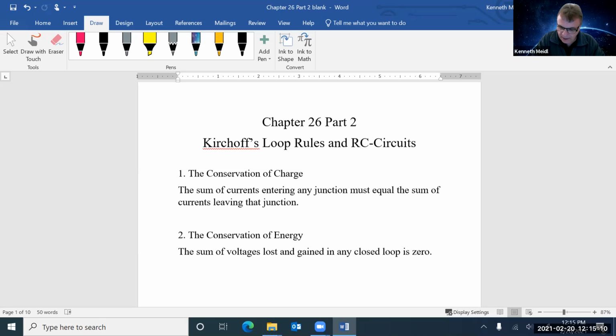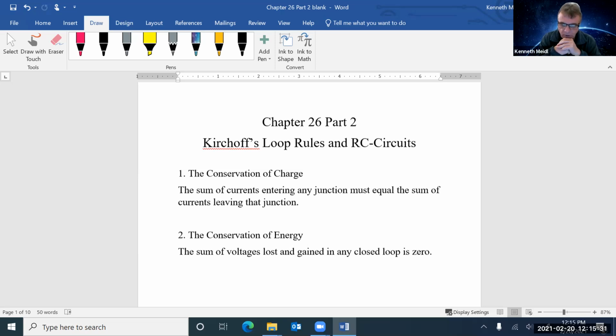And we're going to take a look at some circuits here that are a little bit more complex than what we saw last time. And we're going to need some different rules to be able to take care of those situations. And so when the going gets tough, you always go back to your fundamentals here.